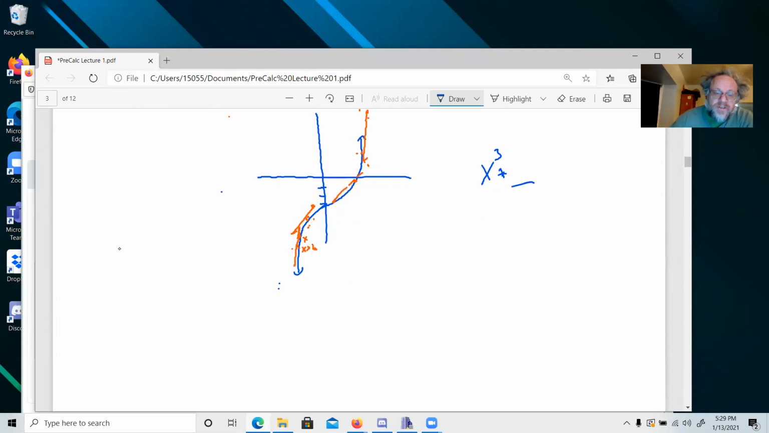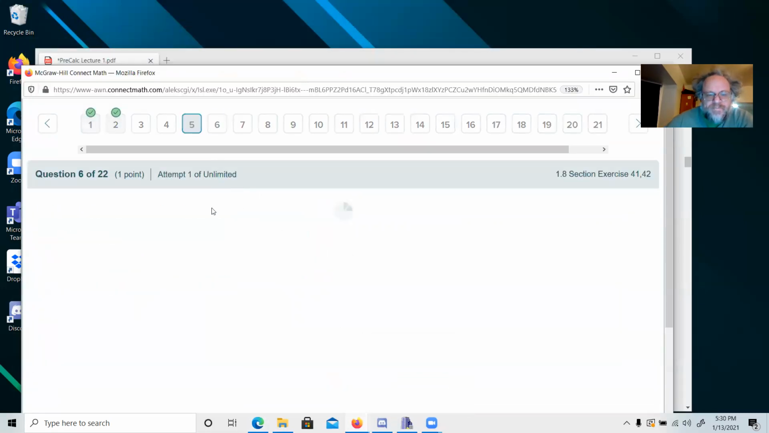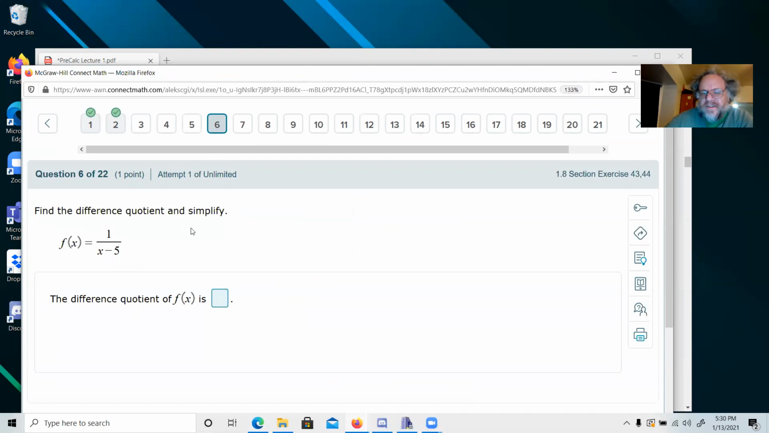You also have to do this to a rational function. When I say that, I don't mean we're going nuts and it's going to be something crazy. When I say rational function, I mean something in your homework, like 1 over x minus 5. That's the kind of function I'm talking about. So 1 over x plus 3, x minus 5, x minus 1, something like that. So we're going to find the difference quotient, simplify. That's what we're going to do here.